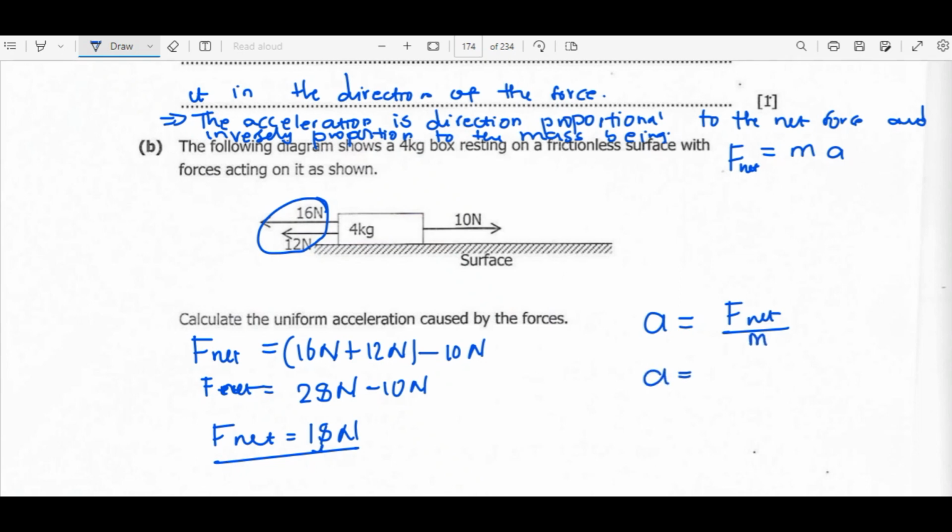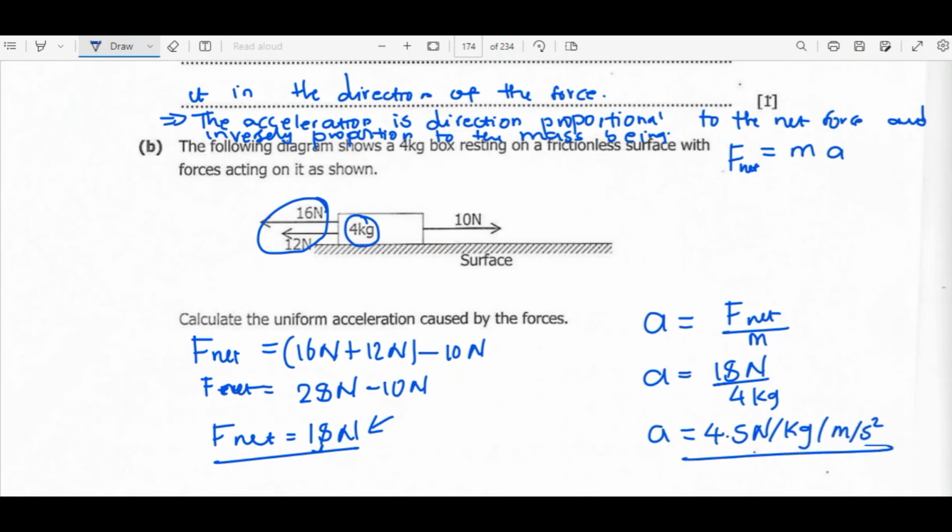So what's our net force? Where there is net force, we need to put this number 18 divided by what is our mass. Mass is given 4 kilograms, and make sure that mass is in kg. So 18 divided by 4, I'm getting 4.5. So newtons per kg, or we can just say meters per second squared. This is our final answer.